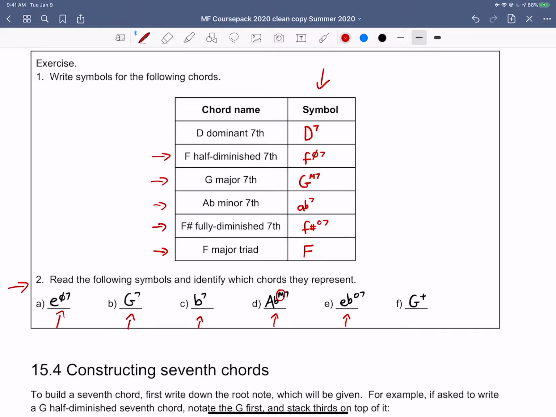Next one, lowercase with a degree sign and the number 7, so E flat fully diminished 7th chord. And just as an aside, you'll hear a lot of musicians also refer to fully diminished 7th chords as simply diminished 7th chords. They're one and the same, so just be aware of that. And the last one, this is a bit of review, right? Capital letter, but with a plus sign. There's no 7 or anything. So this is just a triad. This is a G augmented triad.